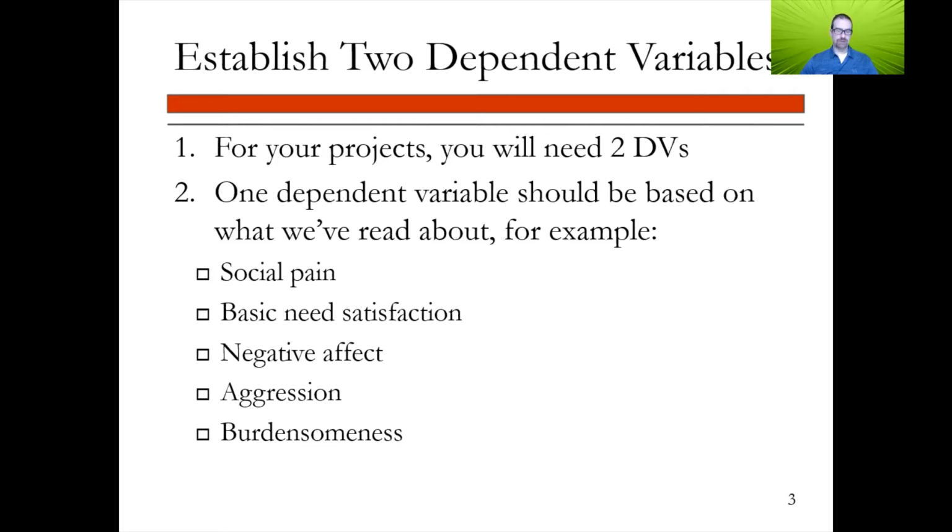So we can go back through those papers that we discussed earlier and think about some of the DVs there that you might be interested in looking at as it relates to your independent variable. This is the first of our two dependent variables that we need to have, one that we've already discussed in class.